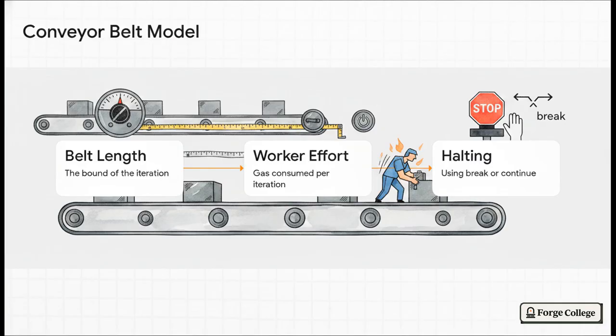As a smart contract developer, you essentially have three primary control knobs here. First, the belt length. This is your bound, or exactly how many items are loaded onto the belt at once. Second, the worker effort. This represents the gas spent per iteration. You really need to ask yourself, is the worker just glancing at a box, or are they doing heavy lifting on it? And finally, halting. You need to know exactly when to hit the emergency stop using those break or continue tools we just talked about. Your ultimate goal as a Web3 architect is really just to keep that belt as short as possible and the worker's job as light as possible.